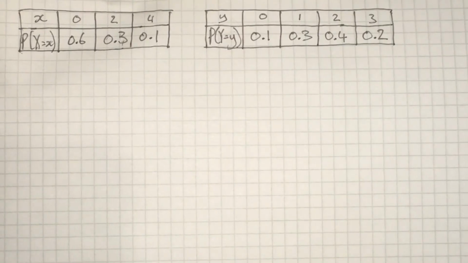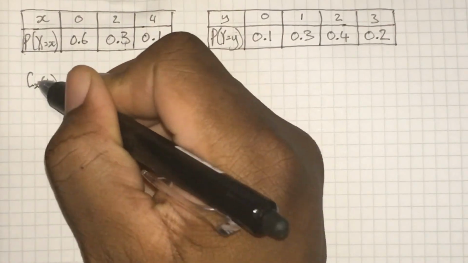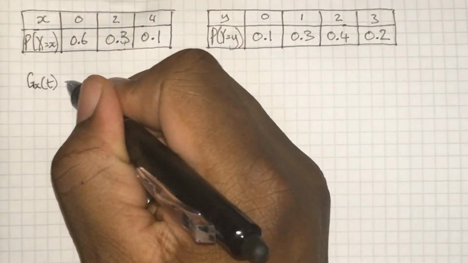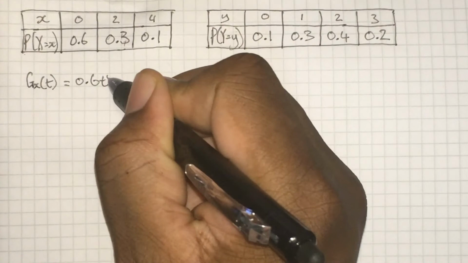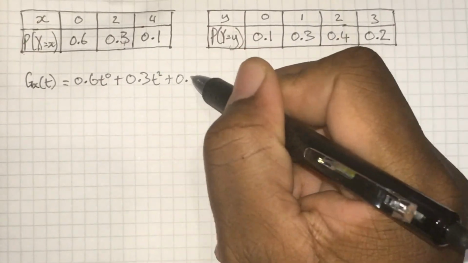Okay, so here's two discrete random variables. You might want to have a go at these yourself. How will we generate the probability generating function? The probabilities will become the coefficients and the outcomes will become the powers of t. So for this first one, I'll have 0.6 t to the 0 plus 0.3 t squared plus 0.1 t to the 4.